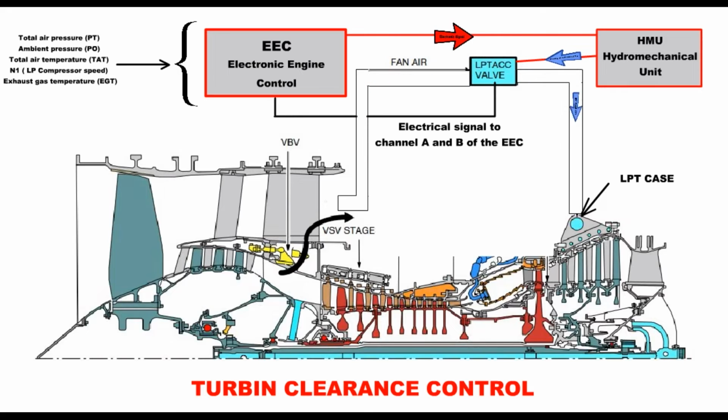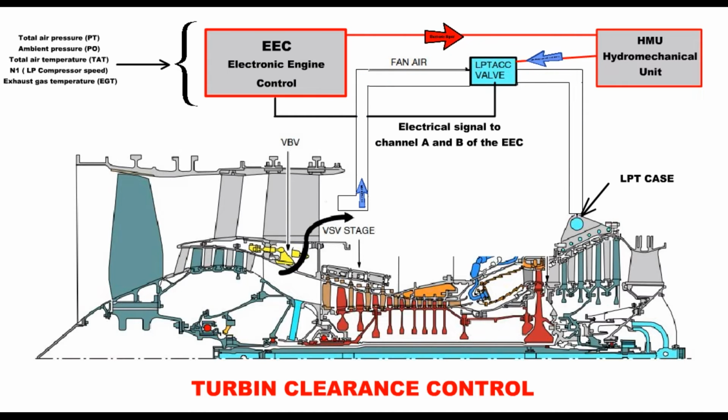Cooling the low-pressure turbine case controls thermal expansion, keeping the clearance with the low-pressure turbine blade tips to a minimum. This increases fuel and turbine efficiency. The low-pressure turbine active clearance control system operates automatically. The EEC uses data from the aircraft display electronics unit and the engine to control the amount of fan air sent to the low-pressure turbine case.